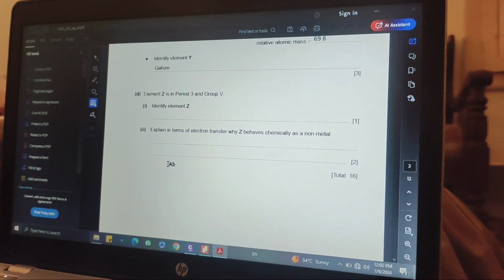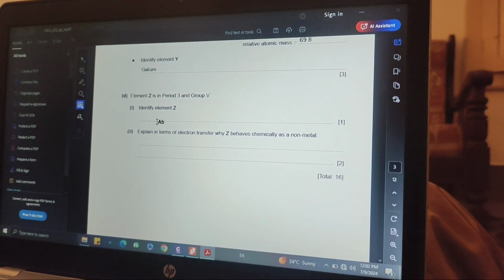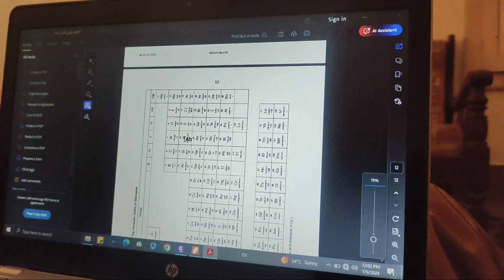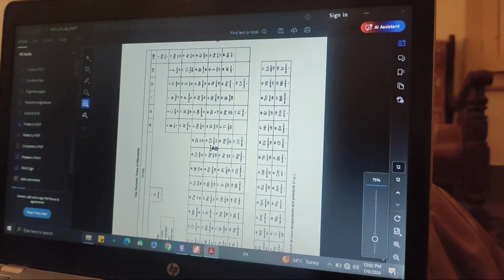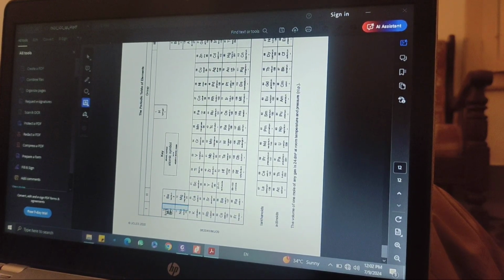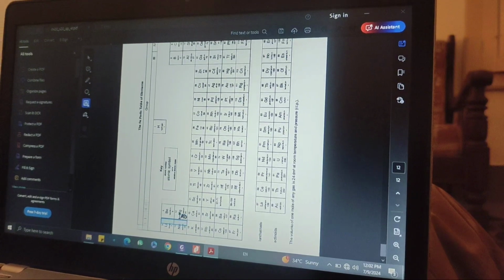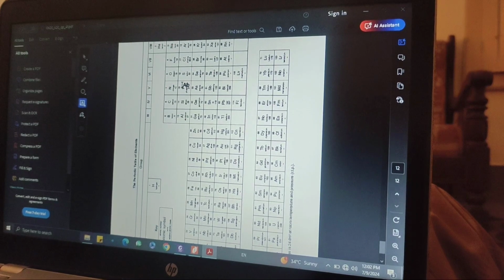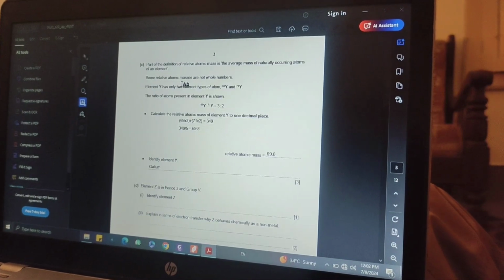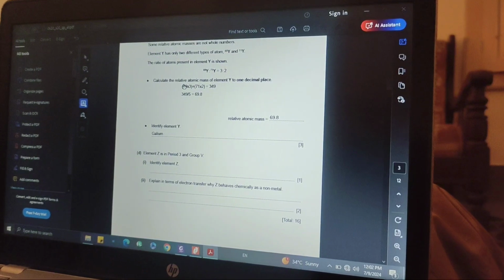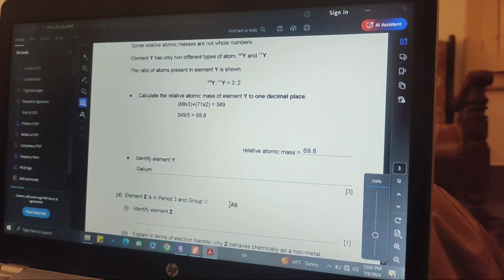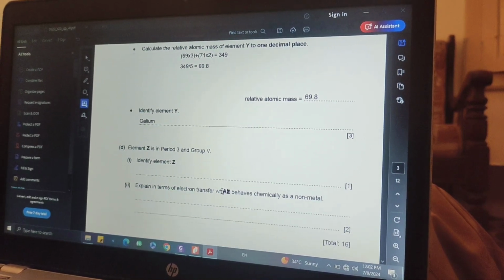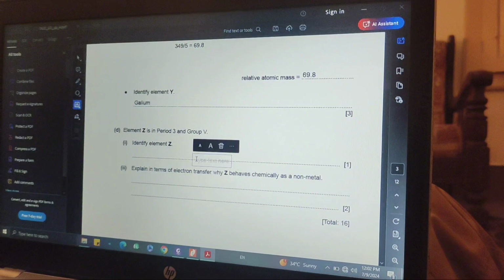Element Z is in period 3 and group 5. So again, straight to the periodic table: period 3 and group 5. There you go, period 1, 2, 3, and group 5. So it is phosphorus 15 31. So identifying the element Z, that is phosphorus.